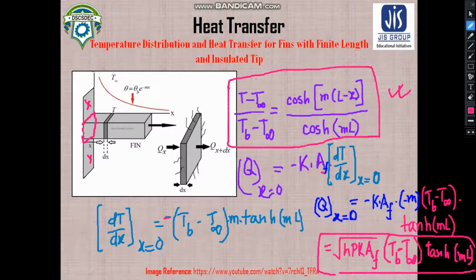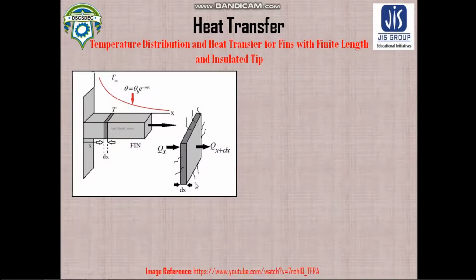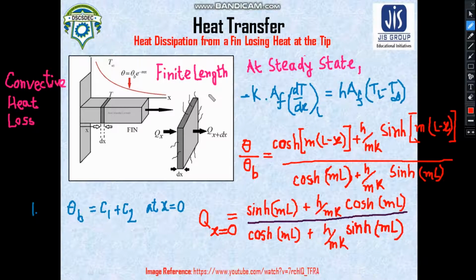With this understanding, let us move on to another boundary condition and see how we can apply the same thing for the second boundary condition. Now we shall discuss another case where the fin is losing heat by convection at the tip. In the previous case, the fin was insulated, but here the fin is not insulated, and there is heat transfer in the form of convection going on with the surroundings. So at steady state conditions, the heat which is being conducted will be equal to the heat which is being convected.